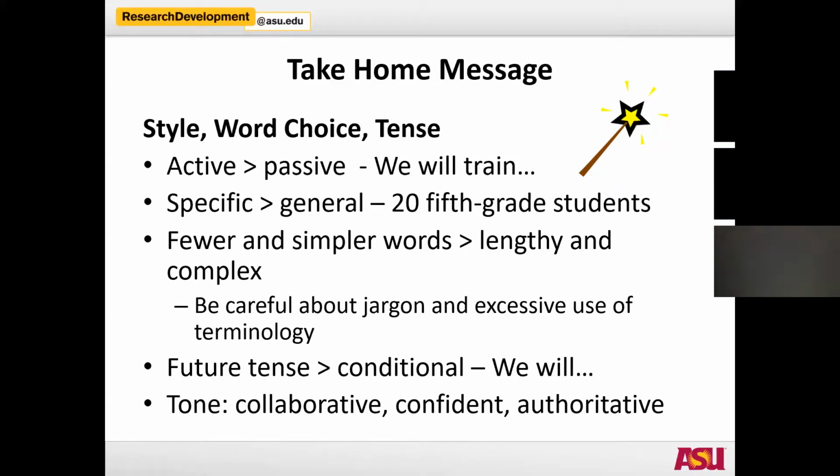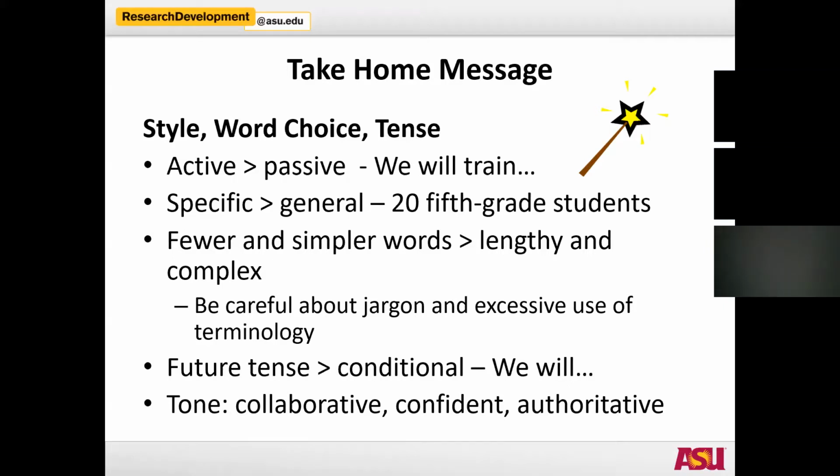Active voice is better than passive voice most of the time. Specific is better than general most of the time. So if you have 20 5th grade students, you just don't say we had a bunch of students. We had 20 5th grade students. All right, fewer and simpler words. So you want to be sure that you're not using so much jargon, not so much terminology. You want to be sure that everything is clear.